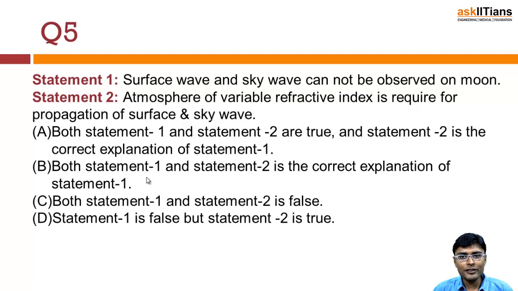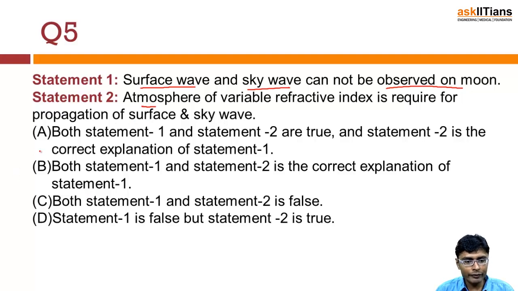Again, question number 5 is of the statement type. We are given two statements. Statement 1 says that the surface wave and the sky wave cannot be observed on the moon. Statement 2 says that an atmosphere of variable refractive index is required for propagation of surface and sky waves.